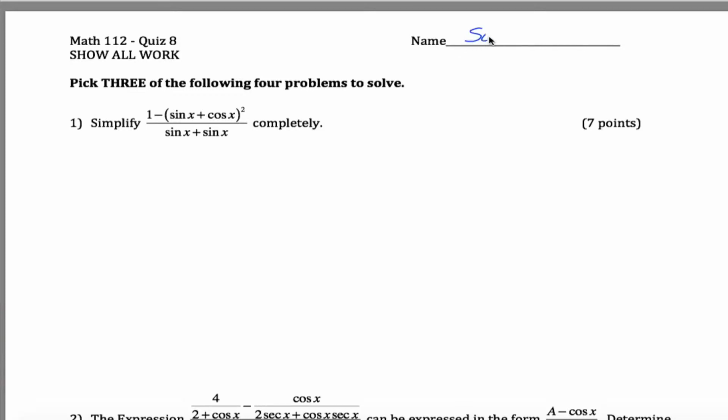All right, here are solutions for quiz 8, Math 112. You're told to pick 3 of the following 4 to solve. I'll go ahead and solve them all because I don't know which 3 you will pick.